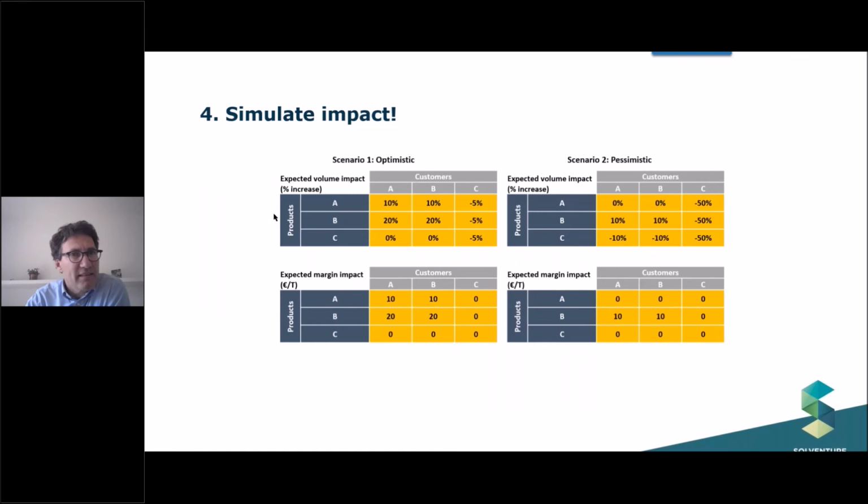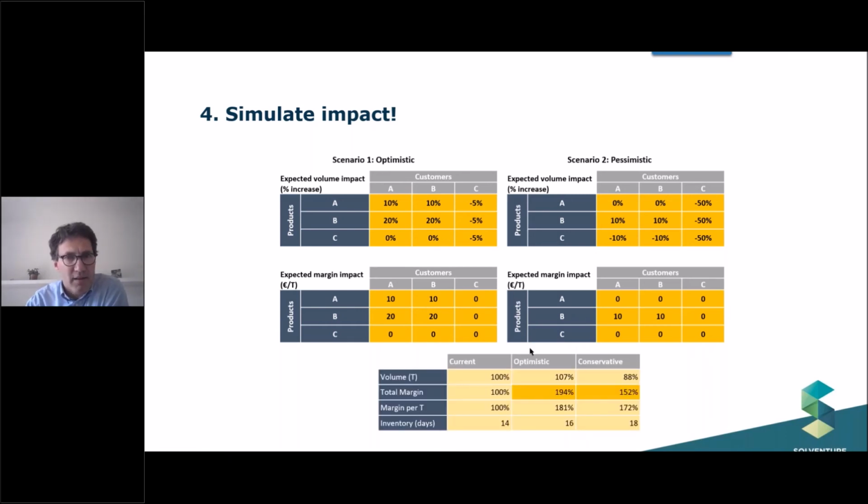Important is then to take the time to simulate the impact. What you see here is an example of a steel company where we worked on that, where we assessed, together also with sales, operations and supply chain, what could be the optimistic scenario in terms of volume and margin impact versus a pessimistic scenario, again on volume and margin. And then how is that in total impacting our volume, margin, relative and absolute, and also inventory.